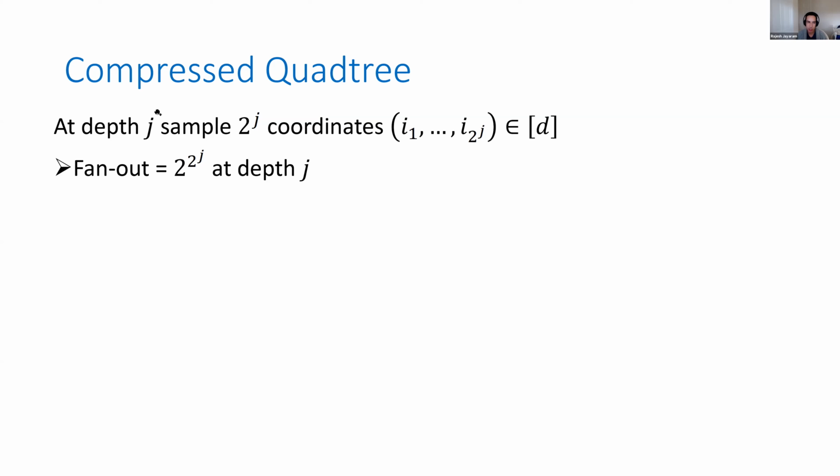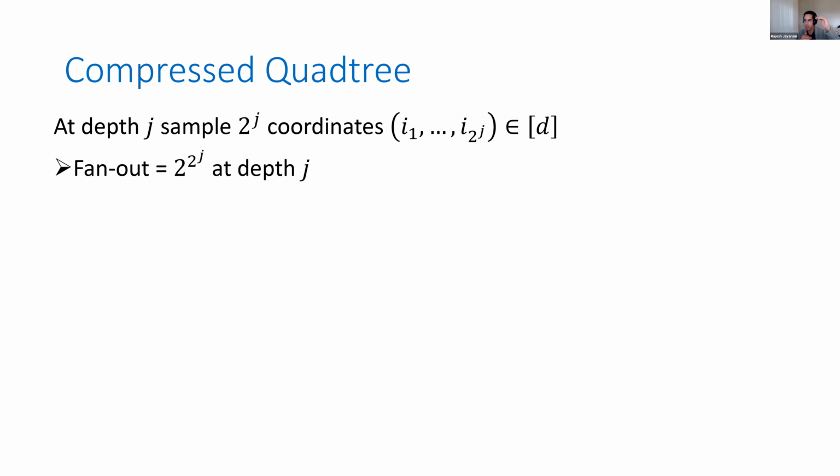So what is the compressed quadtree? Well, at depth j, instead of just sampling 1 coordinate, I'm going to sample 2 to the j coordinates, I1 up to I_{2^j}, uniformly at random. And then I'll split into all possible ways that you can assign bits to these 2 to the j coordinates. So really all I've done is I've taken the levels j to 2j, and I've compressed them. I've taken the levels, the 2 to the j coordinates where I would have sampled I1 up to I_{2^j}.